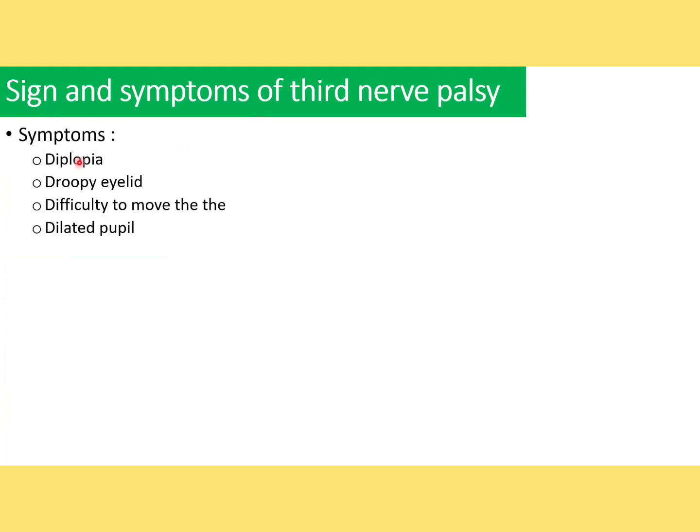So these are the signs of third nerve palsy. Here, the most common symptom that patients experience is double vision. Symptoms mean what the patient will tell, and signs mean what you will see, right? So the patient will complain to you about the double vision, which is medically known as diplopia.